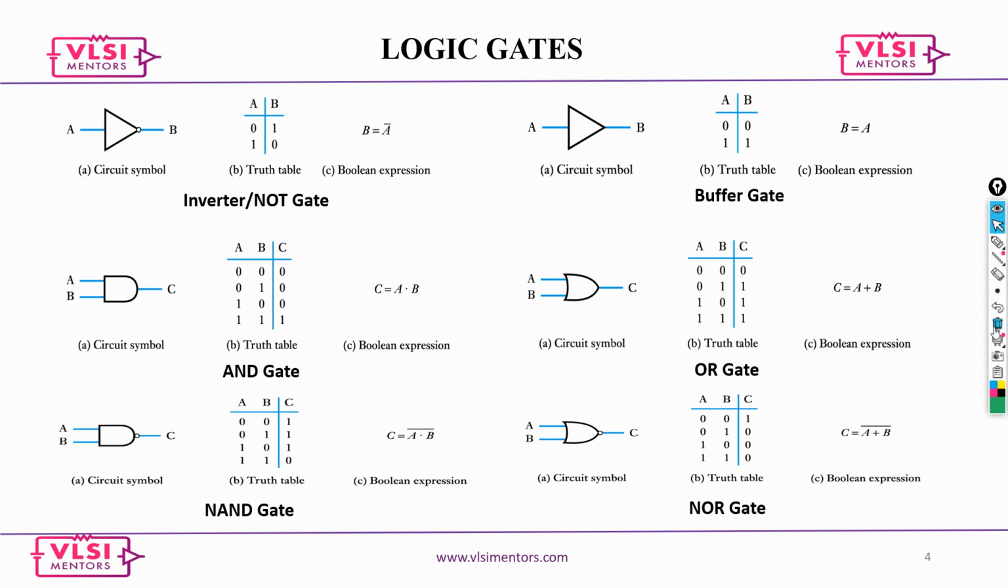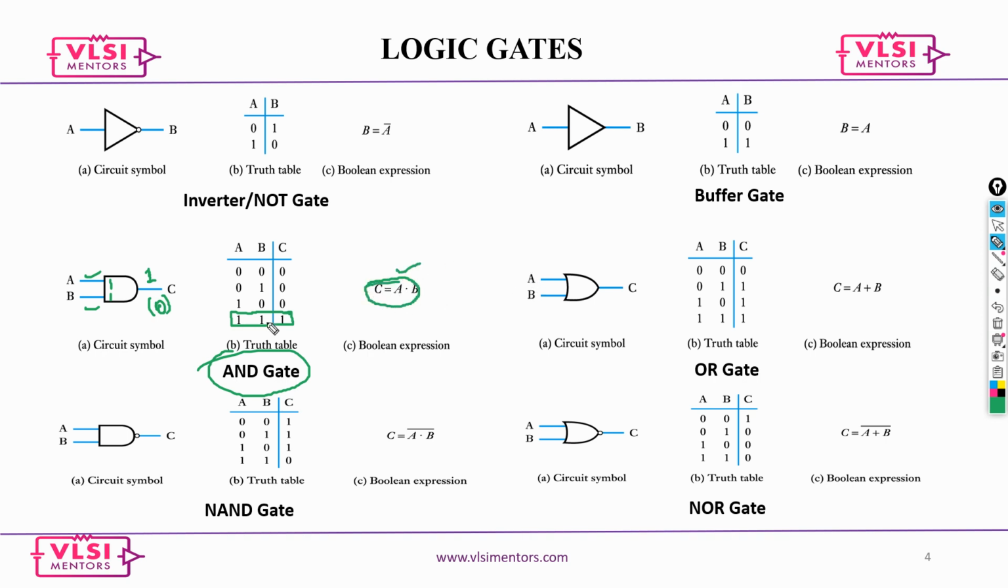Okay. So the next gate is your AND gate. AND gate functionality is that when both the inputs are one, the output is one. Else it is going to be zero in other conditions. This is the truth table, and this is what you write as an equation. It is basically your output C is equal to A dot B.